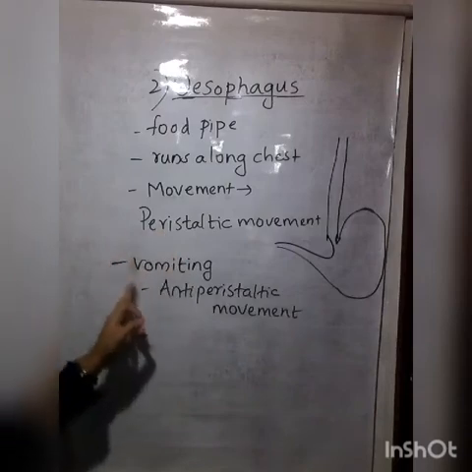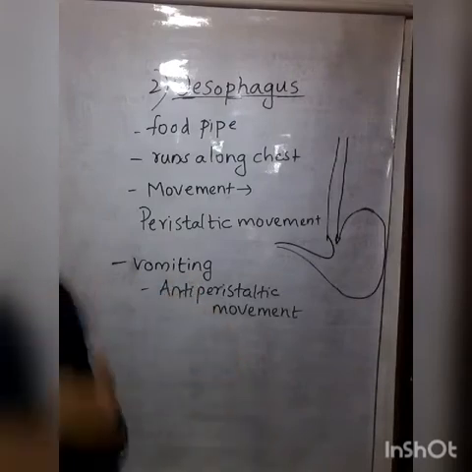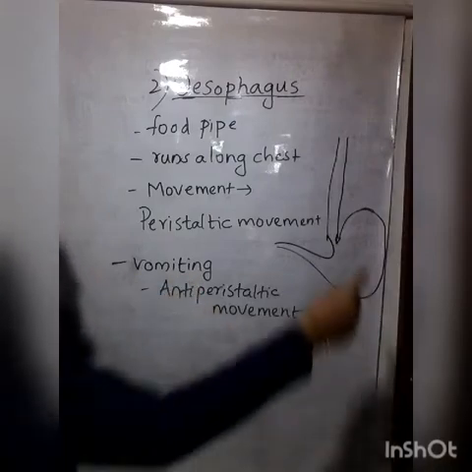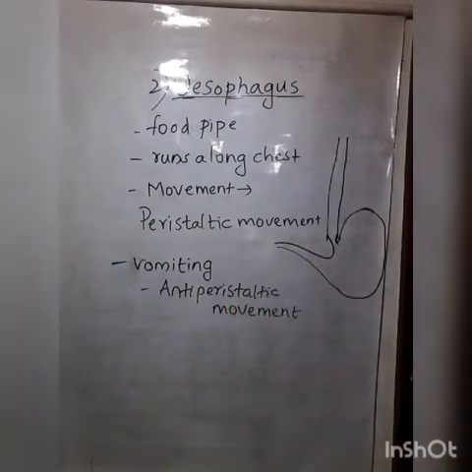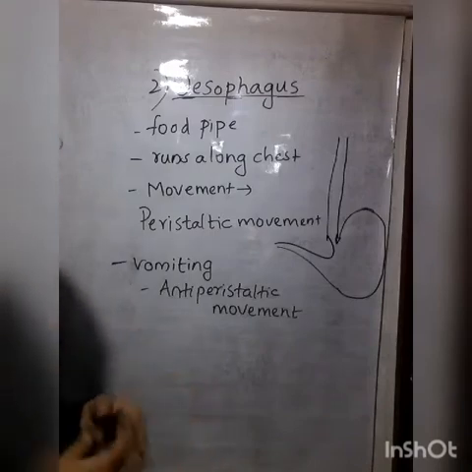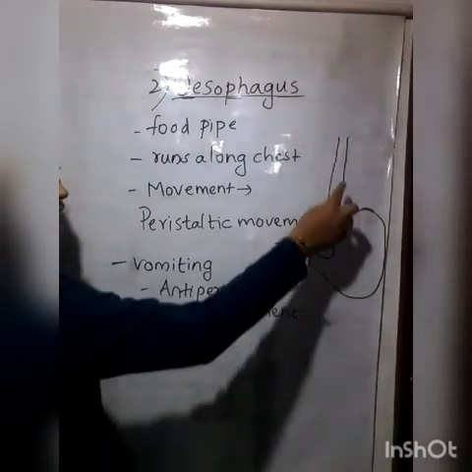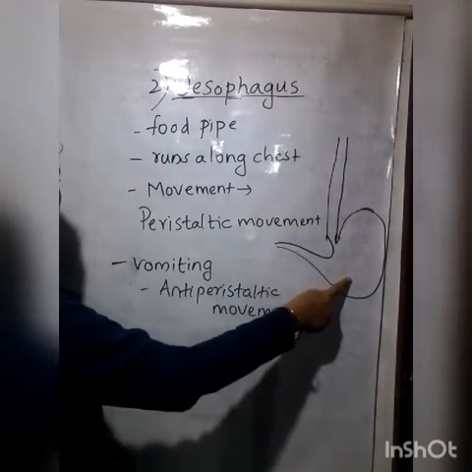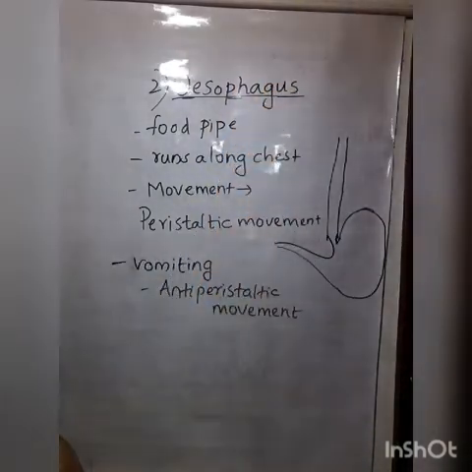What is happening at the time of vomiting? If the food we had is not accepted by the stomach, maybe due to some infections or stomach upset, so many reasons, isn't it? Whenever the food we are having is not accepted by the stomach, what will happen? The food pushes upwards. Understood?